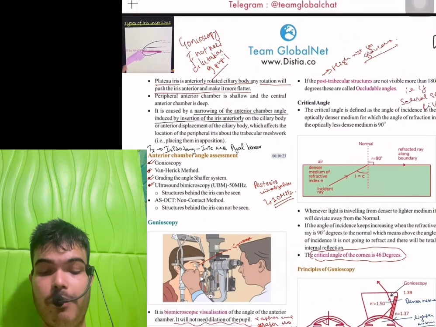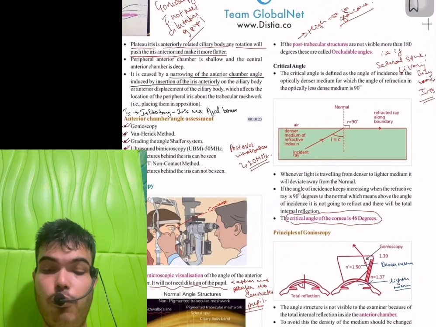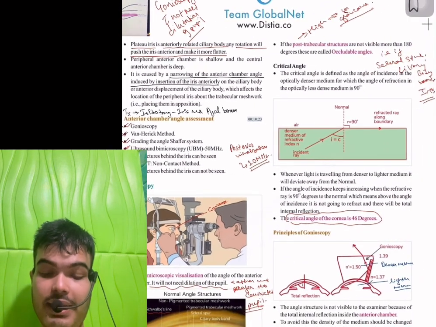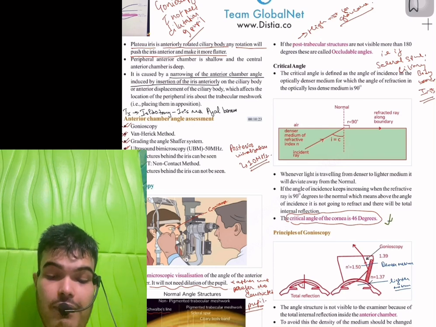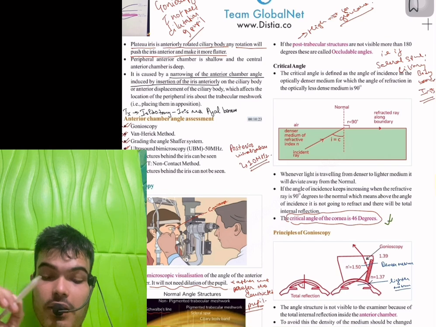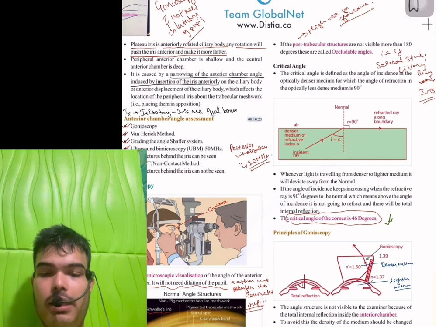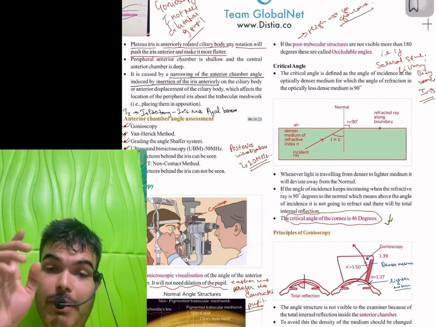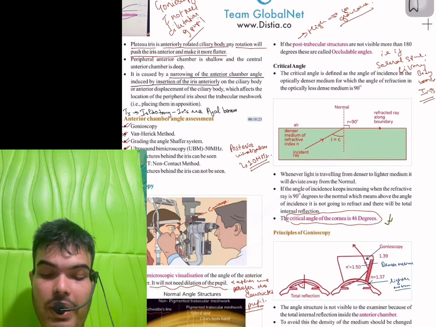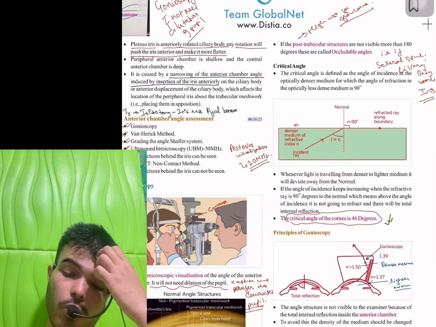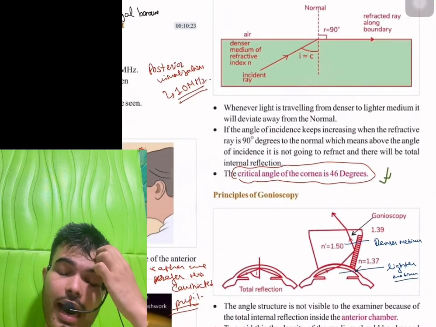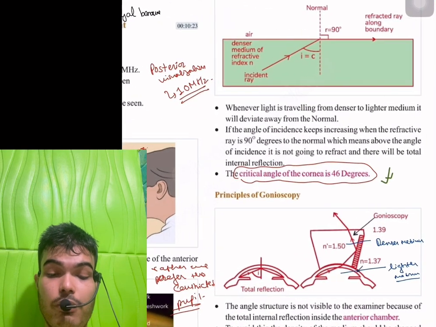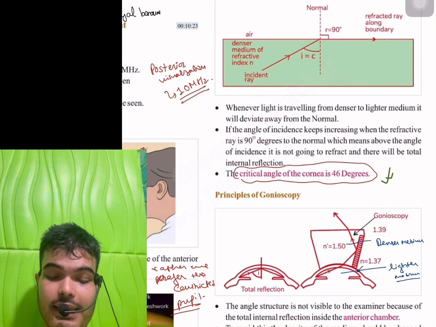Now, gonioscopy. Before understanding this, you need to understand that 46 degrees is the critical angle of the cornea. There is a lot of physics to go into, because of the total internal reflection. On slit lamp examination, because of the total internal reflection, I'm not able to see that angle. But when I use this beautiful lens, the gonioscopy lens, I'm exactly able to look at this angle, which is explained by this diagram, right?